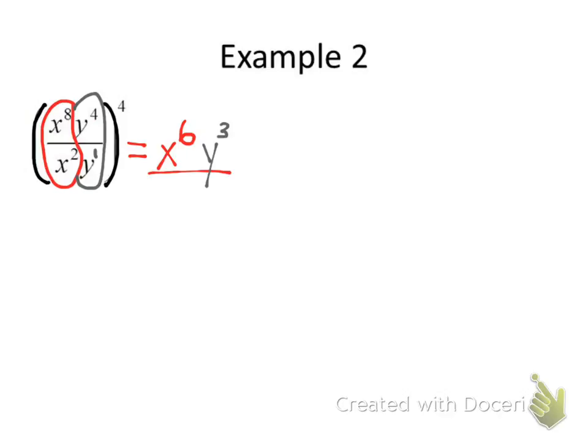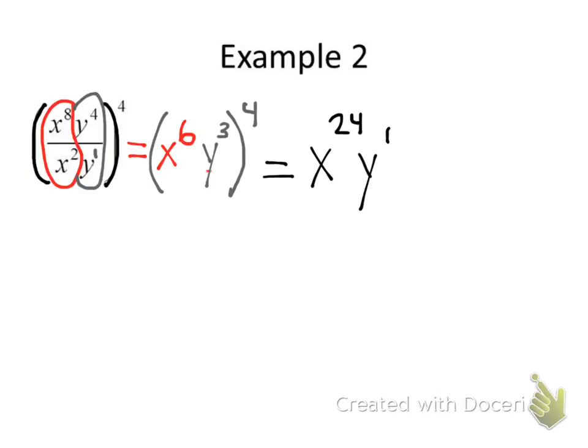Is there anything in the bottom of my fraction? No, you could put a 1 down there if you want, but you don't need to. So really the fraction is gone. And I am just left with x to the 6th, y to the 3rd, but that's all still to the 4th. Now I have exponents to exponents. What do I do when I have exponents to exponents? Multiply them. So this is x to the 24th, y to the 12th.